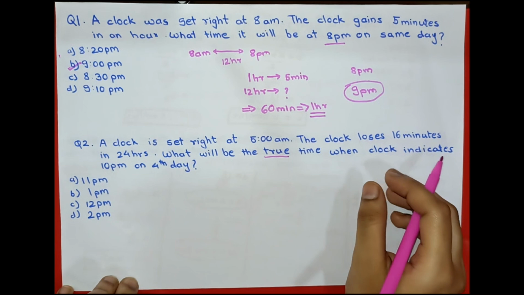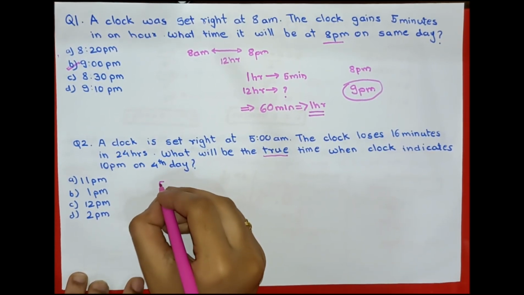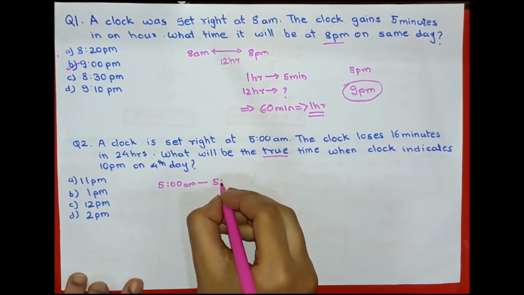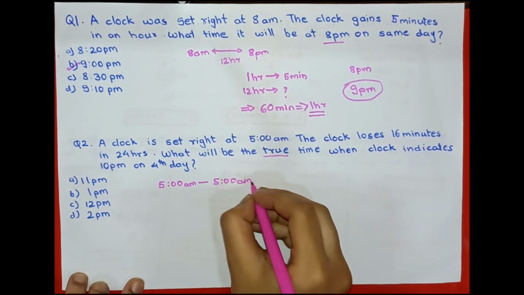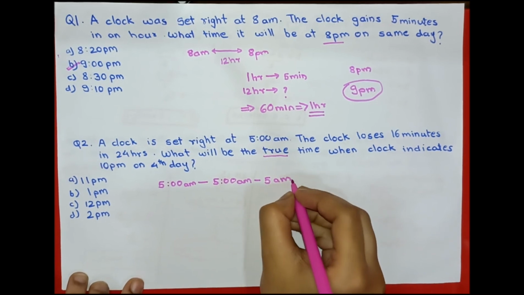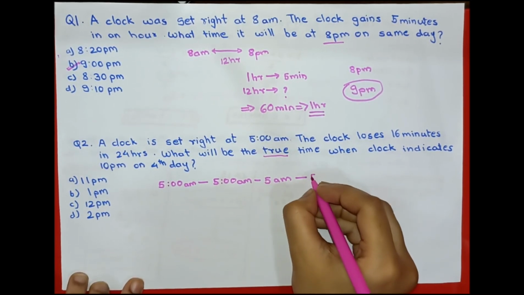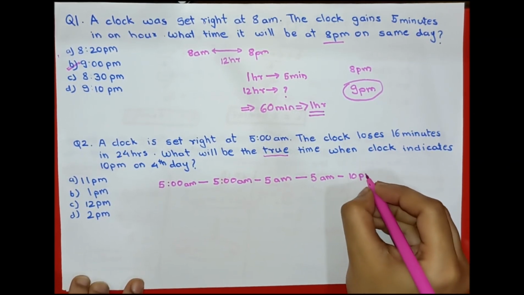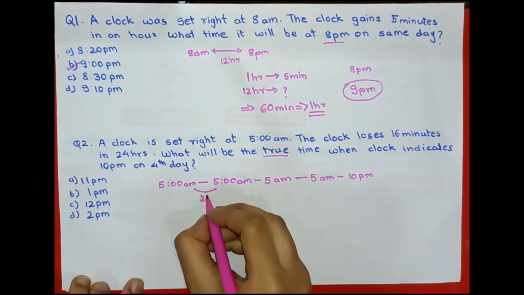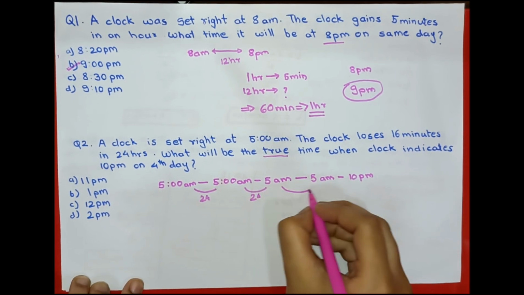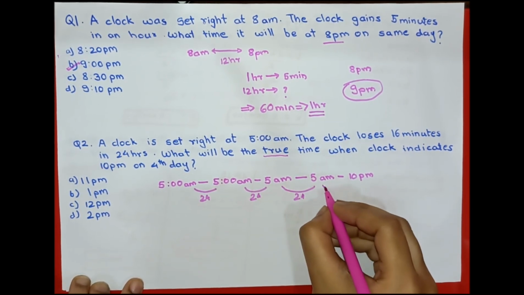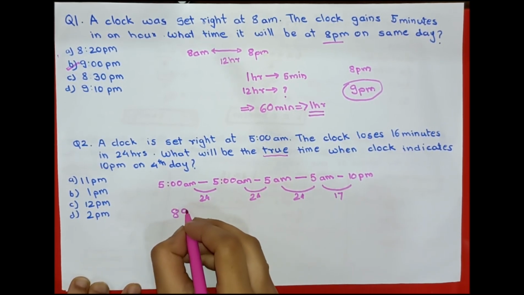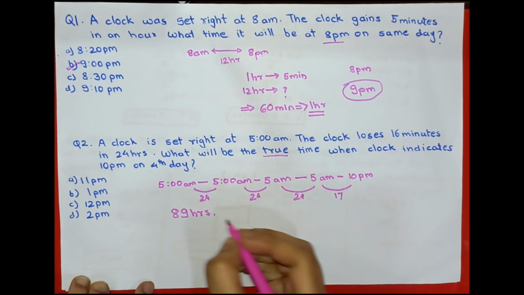So let's find out the total hours. It is 5 a.m. on the first day, then 5 a.m. on the second day, 5 a.m. on the third day, and then again 5 a.m. on the fourth day, and 10 p.m. on the fourth day. So this is 24 hours, again 24 hours, this is 24 hours, and this is 17 hours of difference. If we find the total, the difference is 89 hours.